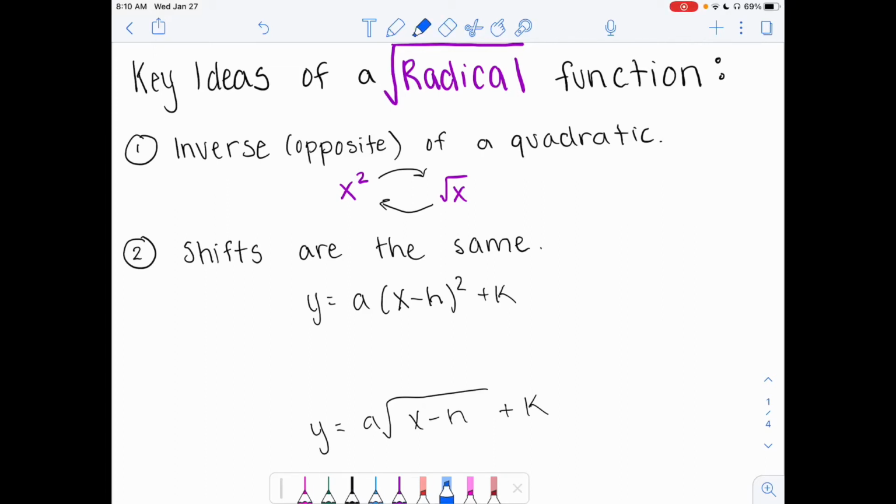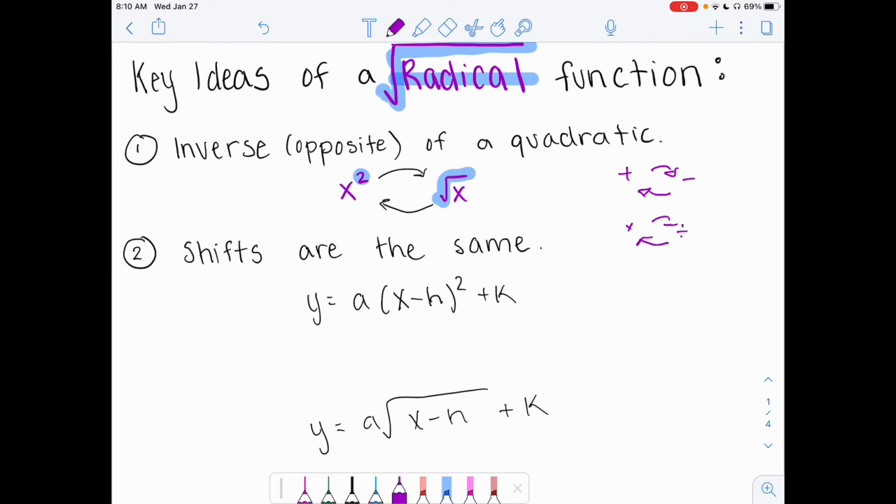Today we're going to learn all about radical functions. These are functions that have a radical or a square root symbol in them. Here's some key points. They are the opposite of a quadratic. Raising something to the second power and taking its square root are opposite operations, just like addition and subtraction are opposites. Multiplication and division are opposites.